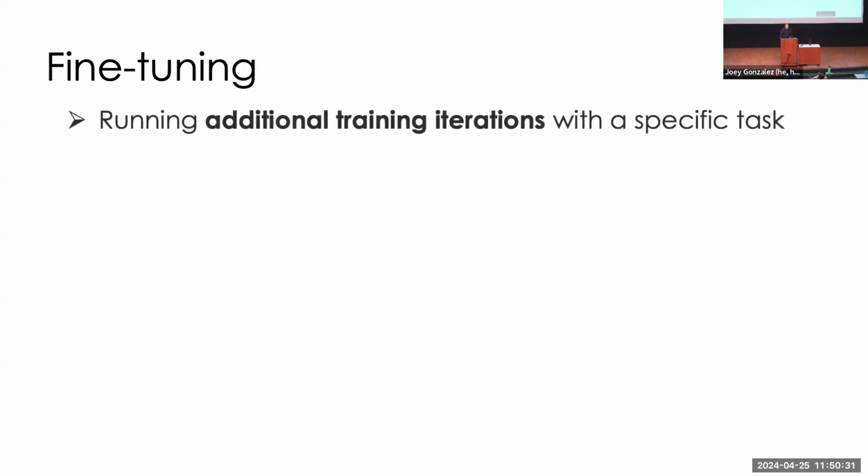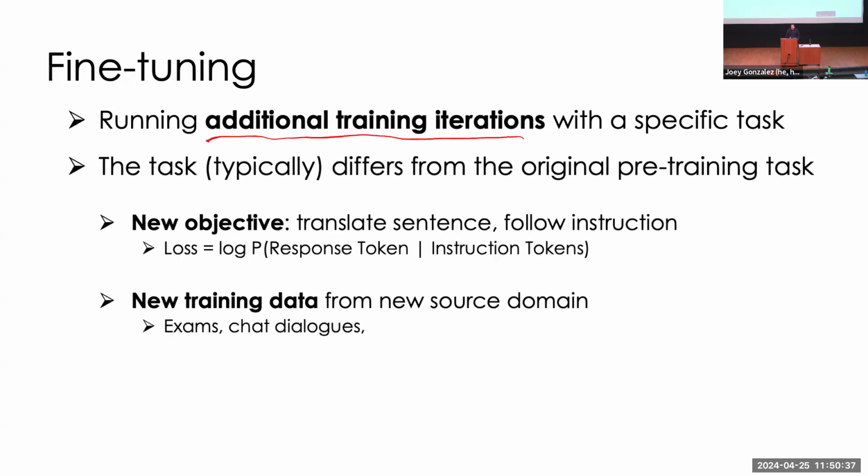So we're going to fine-tune by running additional training iterations with a specific task. We haven't really changed much. We're going to use our same loss as before. But instead of trying to predict the instructions, I'm just going to predict what comes after the instructions. So I'm not going to force the model to finish my instruction. I'm going to say, finish the answer to my instruction.